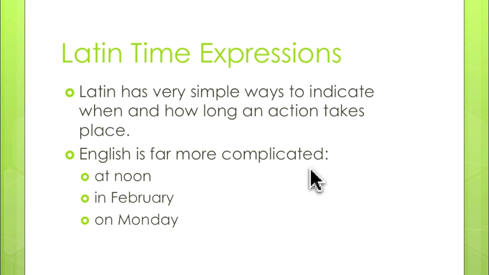When we're learning English, we have to learn a whole bunch of different expressions of different varieties to tell when something happens. For instance, we say at noon, but in February, and on Monday. All of those are random words that have to be memorized. Latin is far more simple. All expressions of time that tell when something is going to happen or how long it's going to happen can be formed the same way.